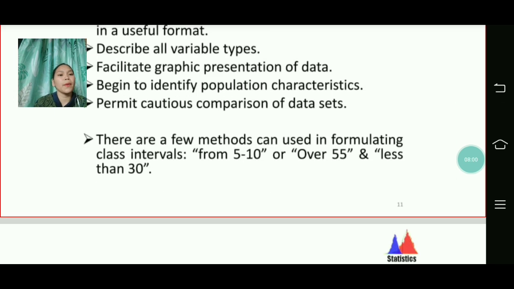There are a few methods you can use in formulating class intervals, from 5 to 10, or over 55 and less than 30.